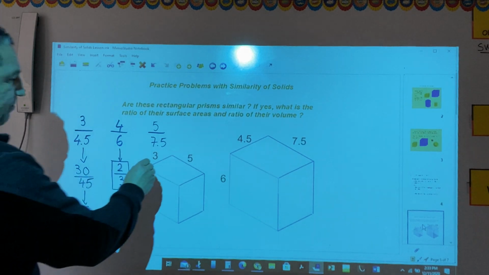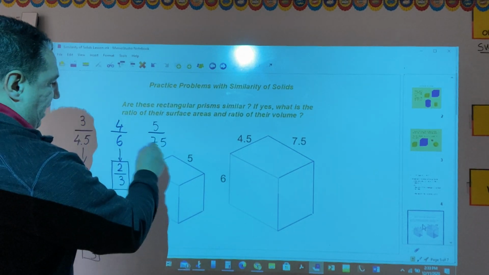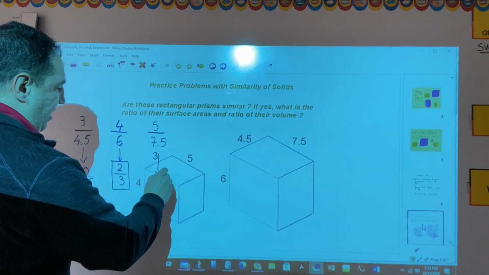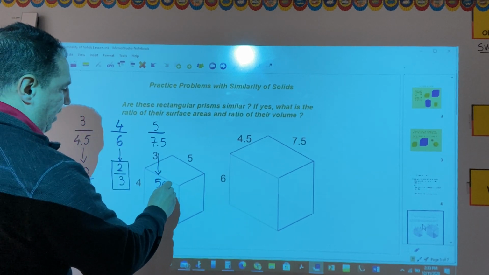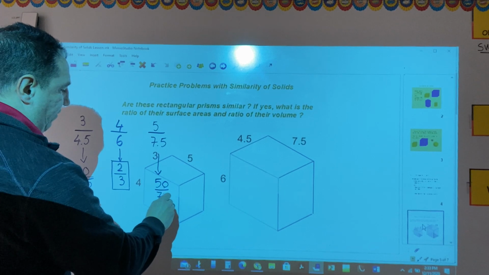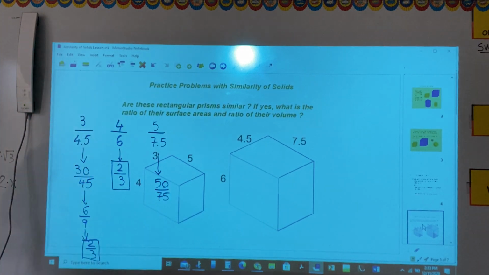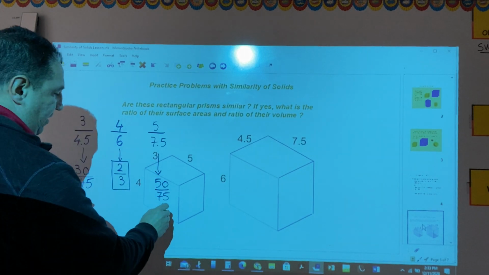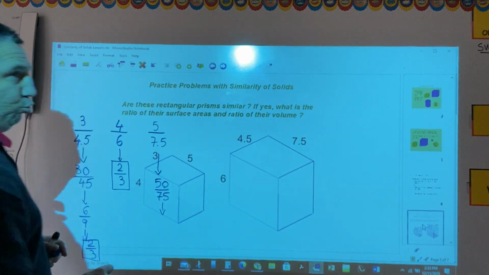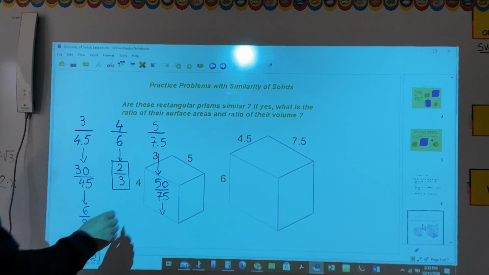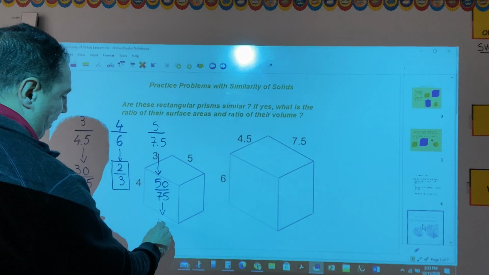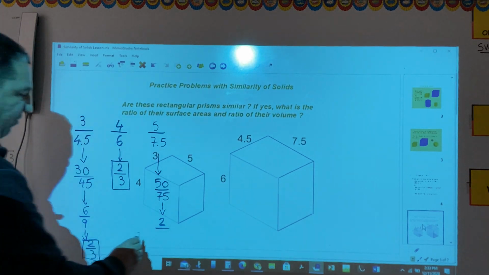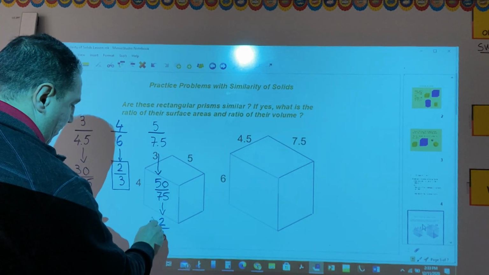And the last one, again, we get rid of the decimal point by multiplying by 10, and you get 50 over 75. As we can see, the largest common factor of 50 and 75 is 25, right? If we divide 50 by 25, you get 2. If we divide 75 by 25, you get 3.